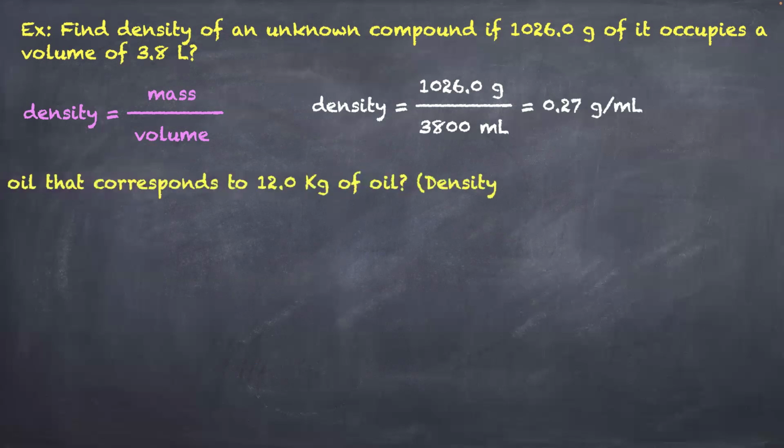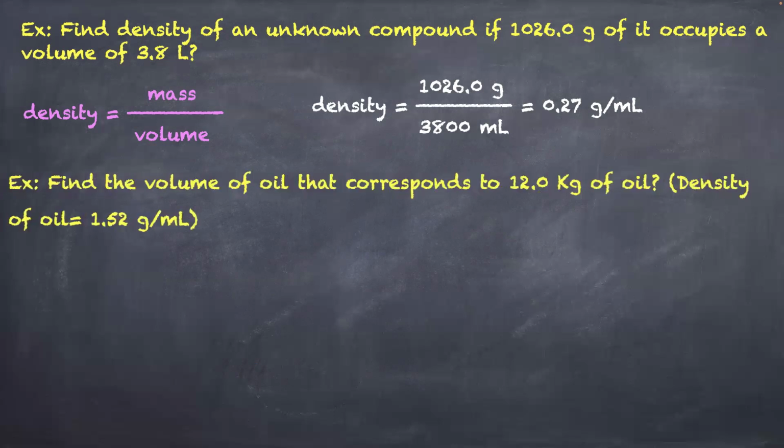Let's take a look at another example. Here it says, find a volume of oil that corresponds to 12 kilograms of oil. And the density of oil is given to us to be 1.52 grams per milliliter. My suggestion over here is when you get two numbers in a question for unit conversion, it's best to start with the number that has only a single unit on it. So what I mean is in this case, it's better to start off with 12 kilograms instead of starting with the density that has two units in it.